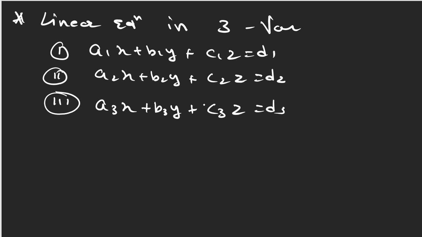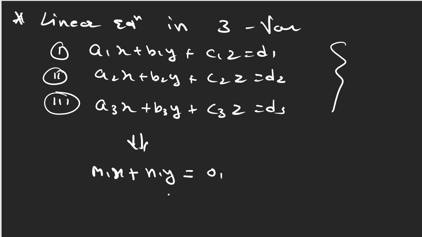How will we solve this? First of all, we'll convert three equations into two equations by removing one variable and one equation. The same substitution method or elimination method we are going to use, such that one variable and one equation will be removed, and this will be converted into two equations in two variables. So this will be changed into m1 x plus n1 y is equal to o1, and m2 x plus n2 y is equal to o2, removing y. Now this is converted into two-variable equations, and then we'll solve these two.